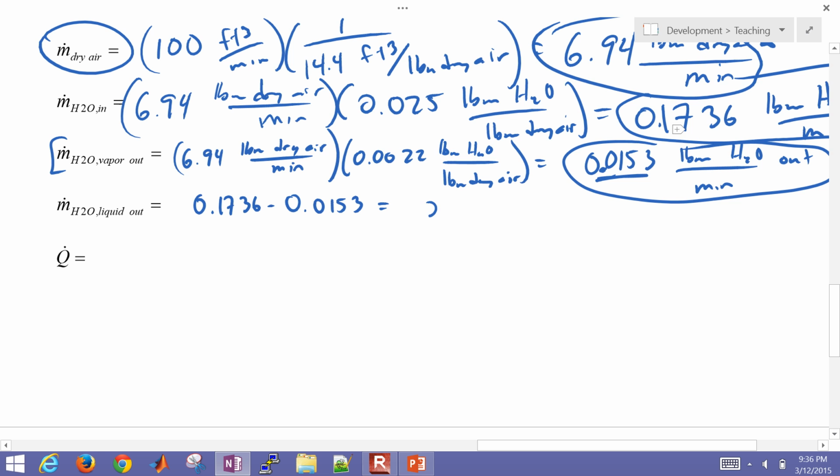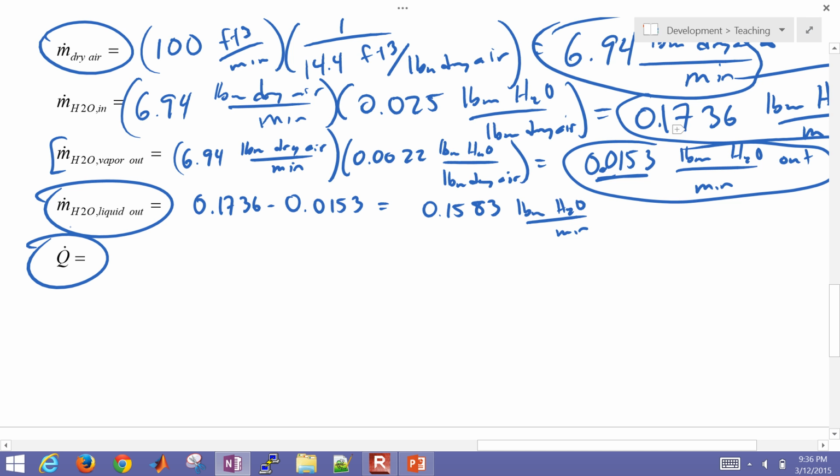Okay, and that's going to be 0.1583 pound mass of water per minute. Okay, so that's how much liquid is going to be coming out. So let's look at how much Q, how much heat transfer it took to do that.